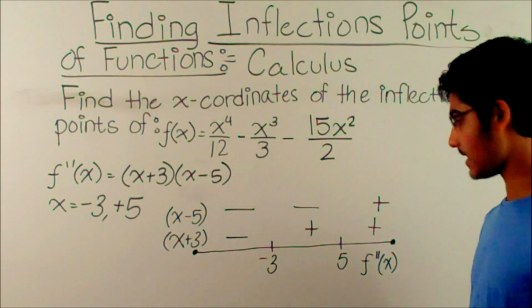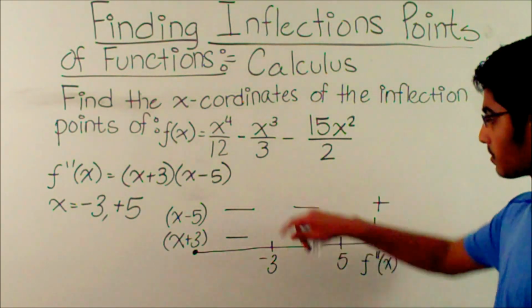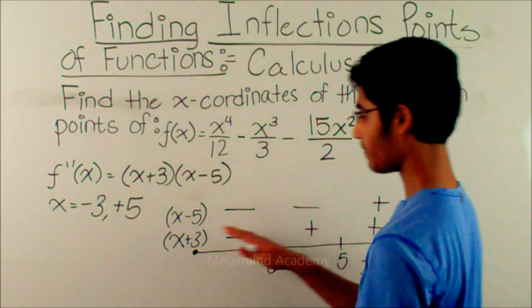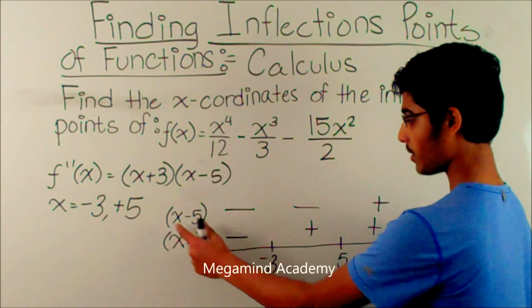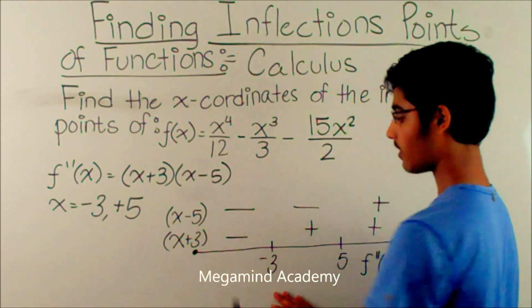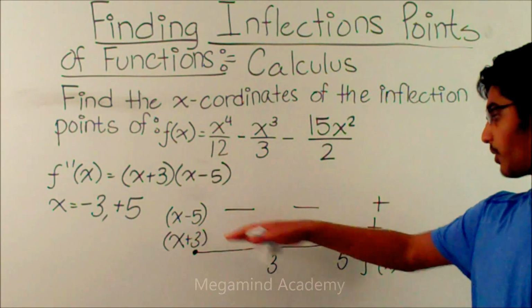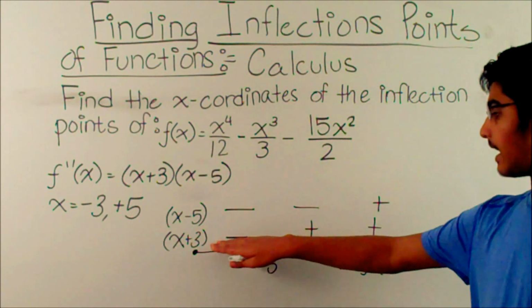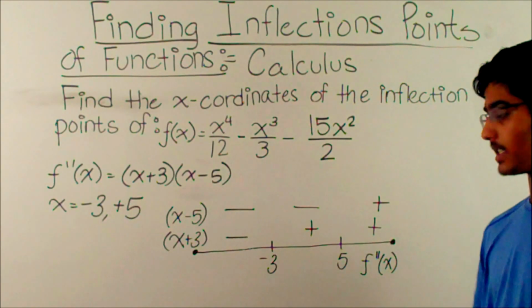Now the last step is the simplest step. All we have to do is just multiply these signs, because we know that these will be the signs of any number that we picked on that interval and plugged in. So if we pick negative 4, then negative 4 minus 5 is negative 9, and negative 4 plus 3 is negative 1.